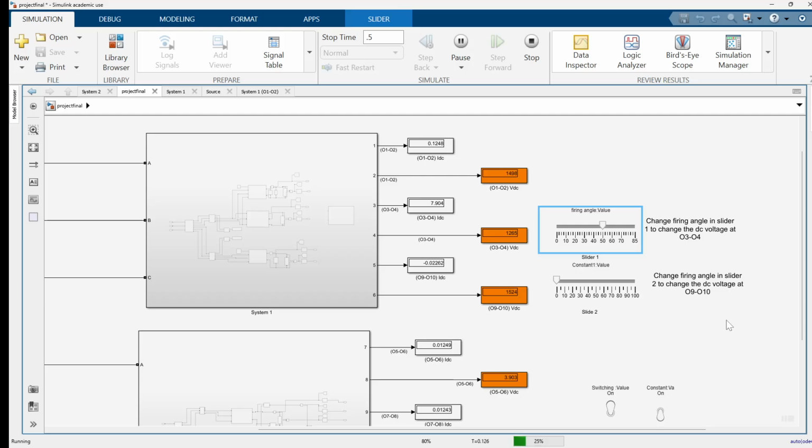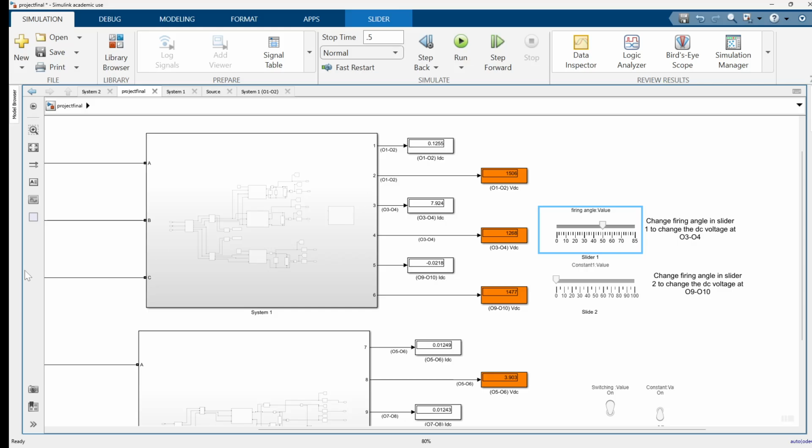So what happens when we change the firing angle? Based on the PWM generated, it controls the SCR switching, and based on that SCR switching we get variable DC output. So at 50-degree firing angle, I'm getting a DC voltage of 1268 with the current of 7.9.